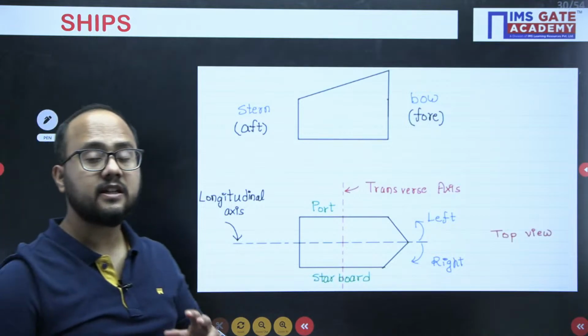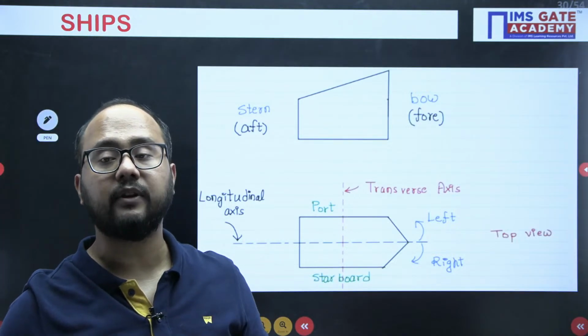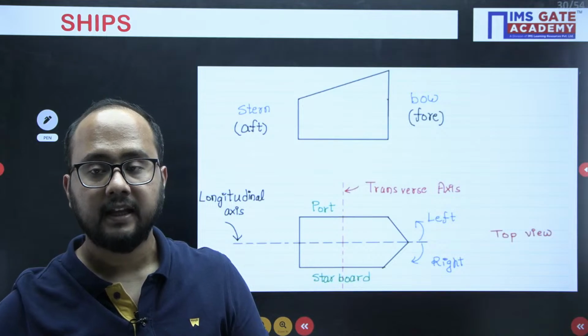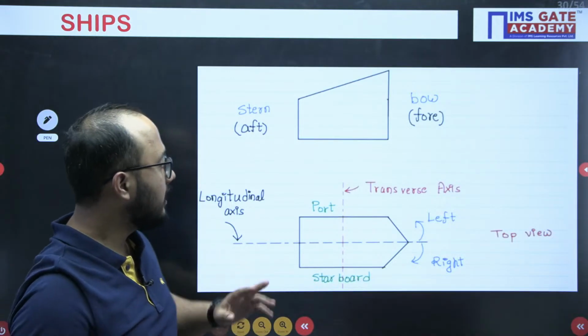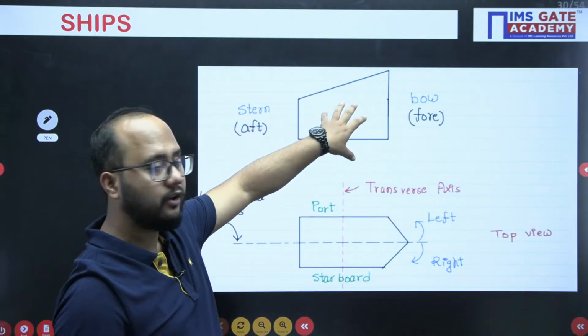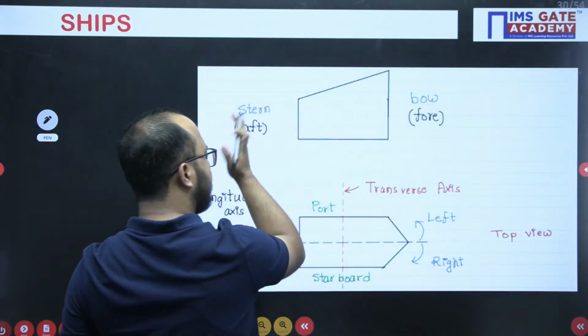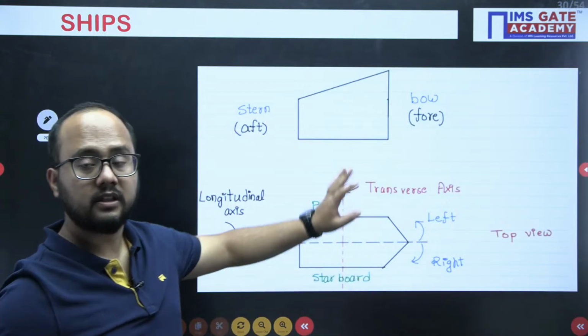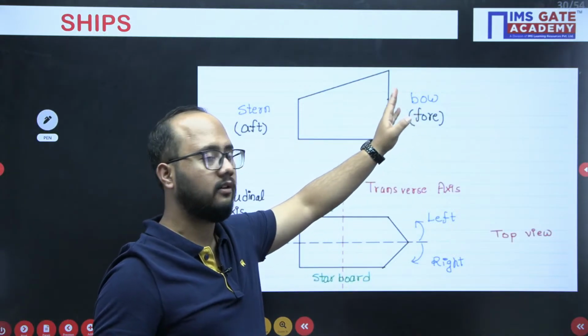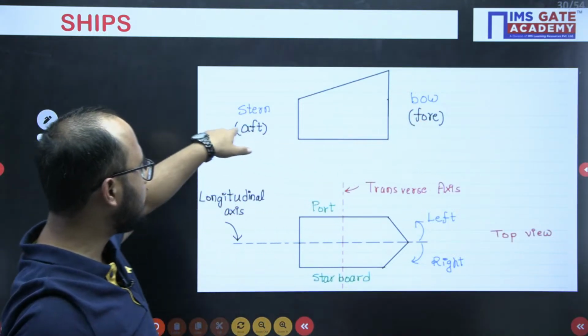But in the ships, there are some terminologies that we need to discuss. Okay, what are the terminologies? So let's suppose this is the front view of the ship here. The right side will be known as bow, and the left side will be called the stern. So these terms we should remember: front, right side bow, left side stern.